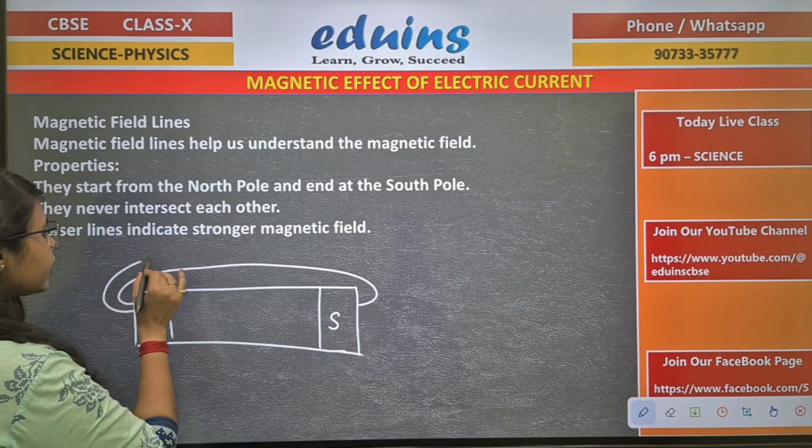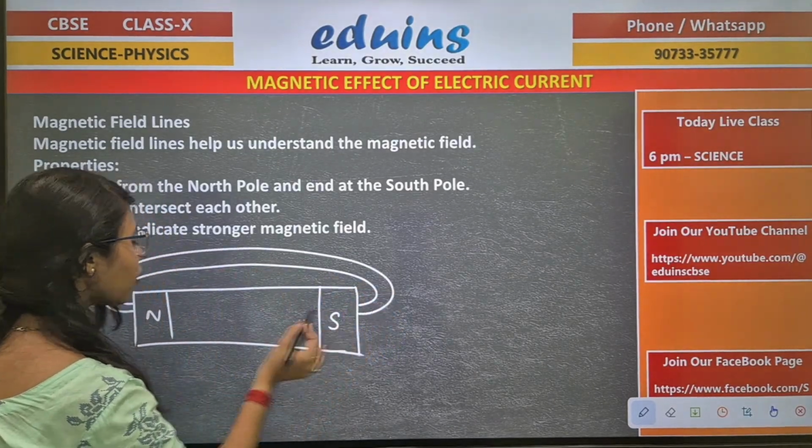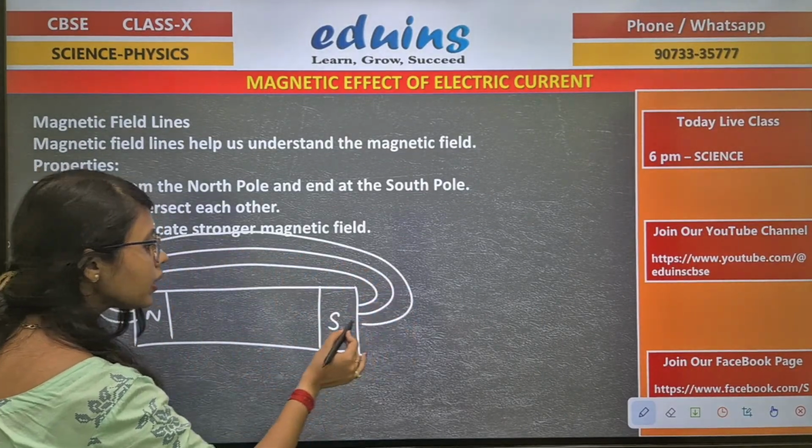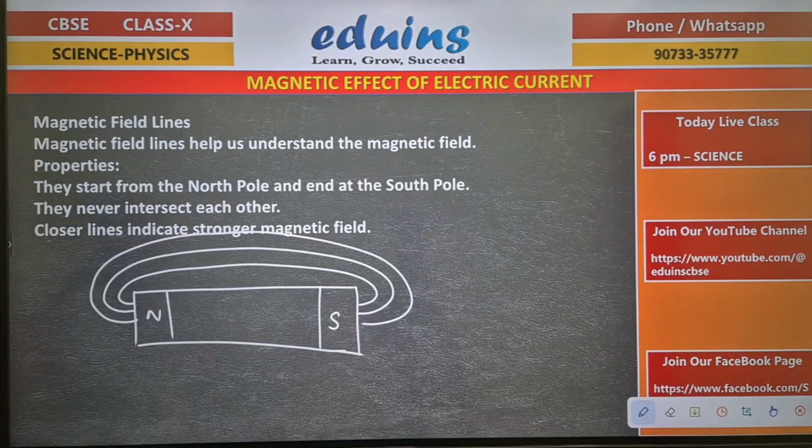An important point is that the magnetic field lines never intersect with each other. They are parallel to each other, which means they never intersect. A closer line indicates a stronger magnetic field.